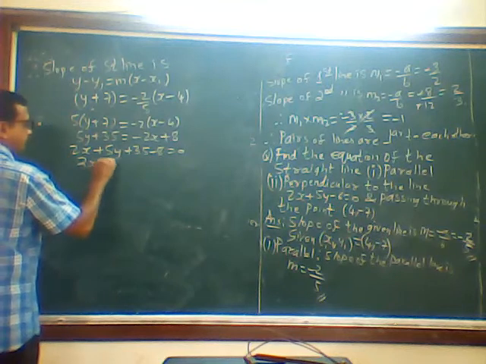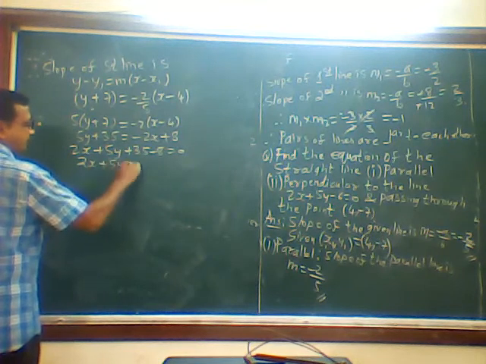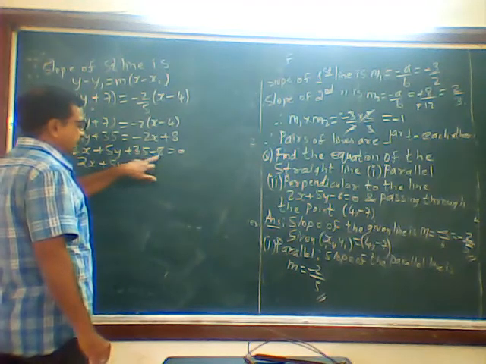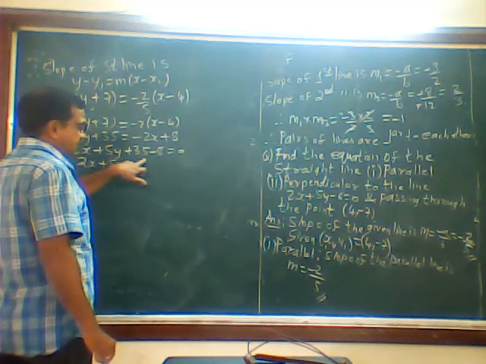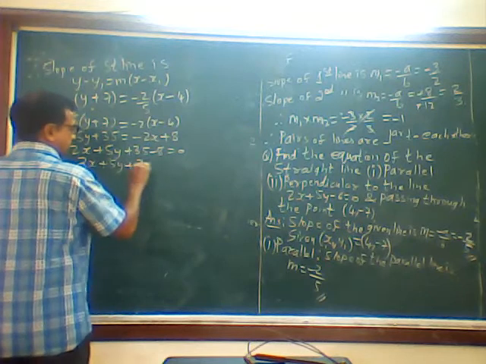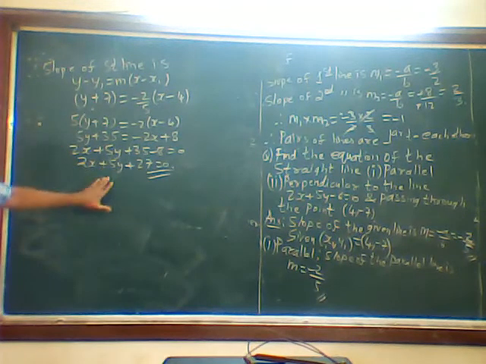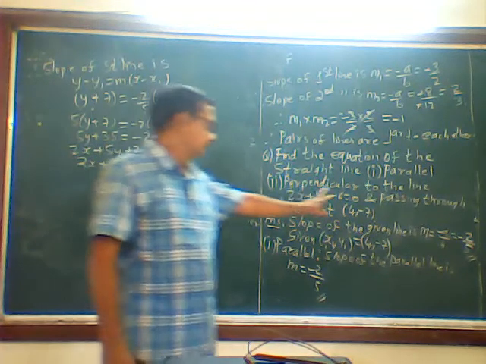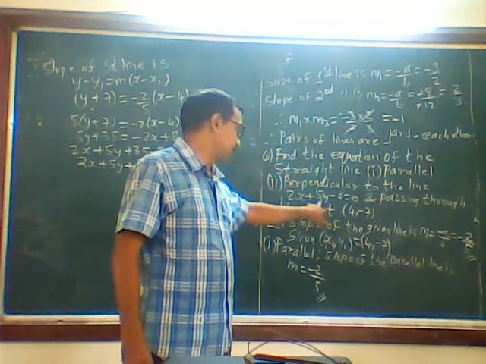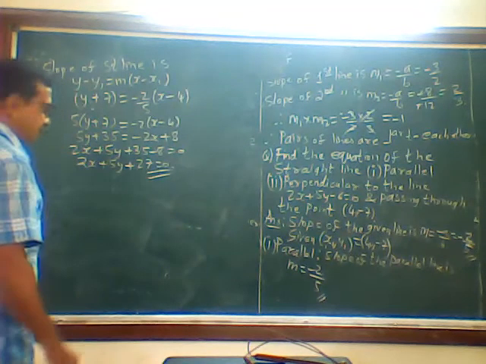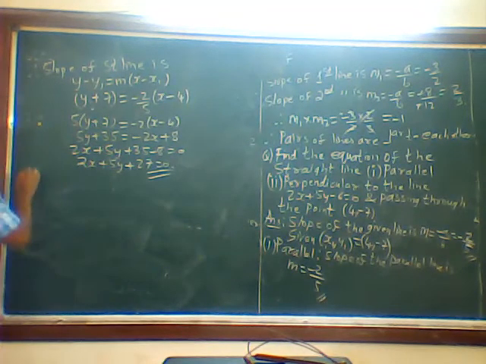So 2x plus 5y plus 35 minus 8. How much is that? From 35, 5 goes, it will become 30. Again 3 will go, 27. Okay, this is the equation of the straight line parallel to the given line and passing through the point. Next, second one we will do, perpendicular.